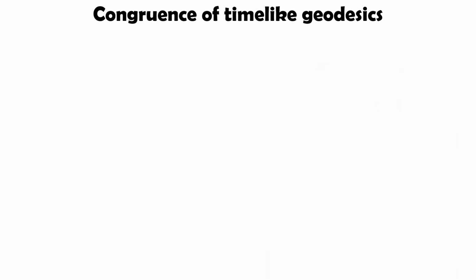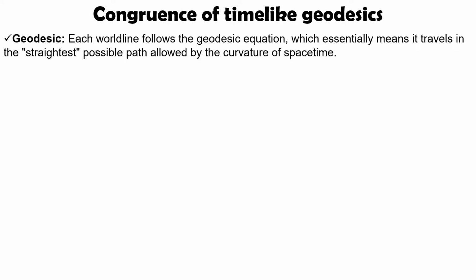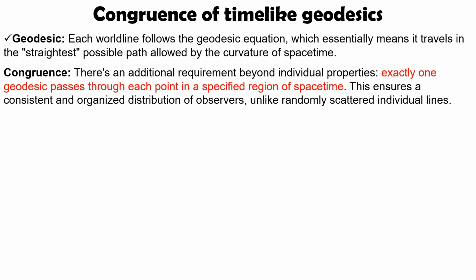Now, what is basically a geodesic? We all know that it is the straightest possible path allowed by the curvature of space-time. Now, there is a new term which we are including here. Note that this is called congruence. In general, what do we mean by congruence? Congruence, in terms of general relativity, means exactly one geodesic is passing through each point in a specific region of space-time. So there is only one geodesic passing and there is no intersection.